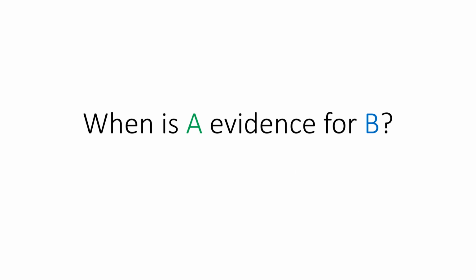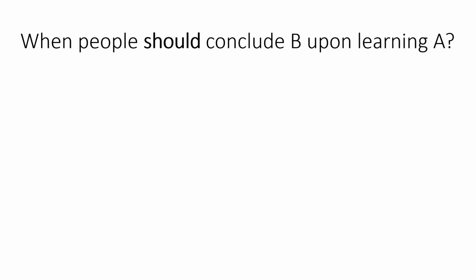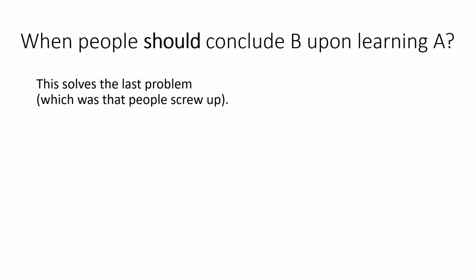So back to our question. When is A evidence for B? This time, let's just try a minor modification of the last definition. What about this? A is evidence for B when people should conclude B upon learning A. Not that they actually do, but that they ought to. This solves the last problem, which was that people in fact screw up. They shouldn't have, right?